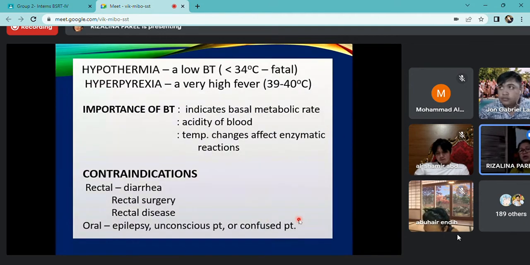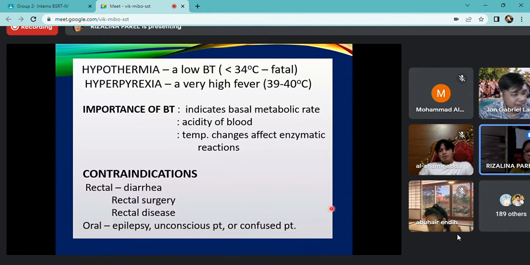So, hypothermia, we all know, is less than 34 degrees centigrade. Yan ay very fatal na. And hyperpyrexia, or very high fever, is at 39 to 40 degrees centigrade. Okay, importance ng ating body temperature again, this is to indicate the basal metabolic function of the body, to check for the acidity of the blood. May kinalaman yan sa result ng kanyang pH and ng PaO2 niya and PaCO2 niya. And temperature changes will affect enzymatic reaction.